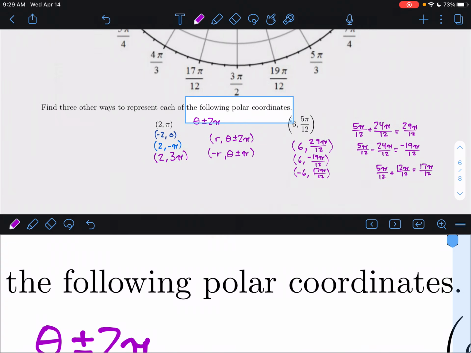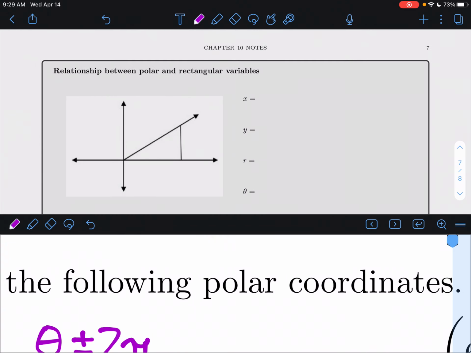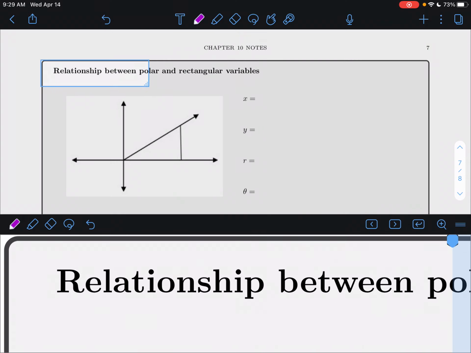All right. Then let's look at the relationship between polar and rectangular variables, because in this part, we're going to be converting equations from rectangular to polar and polar to rectangular.